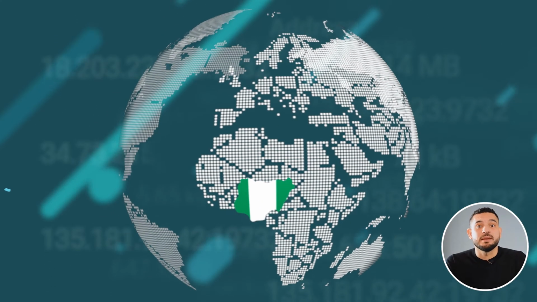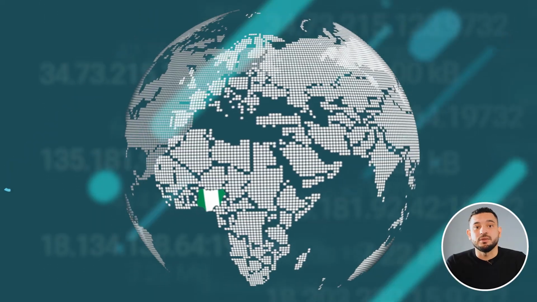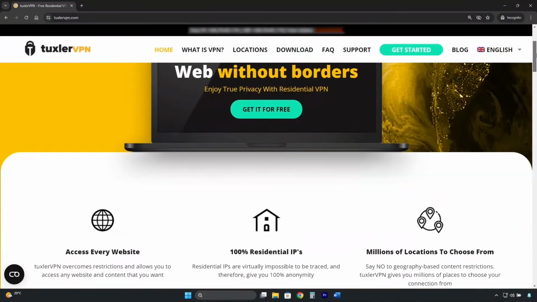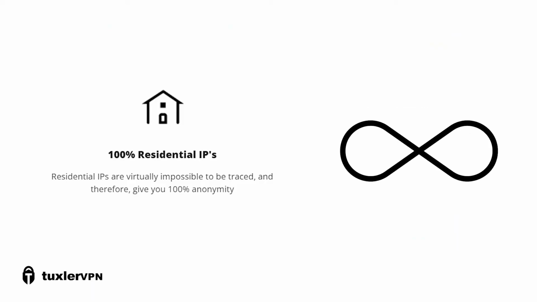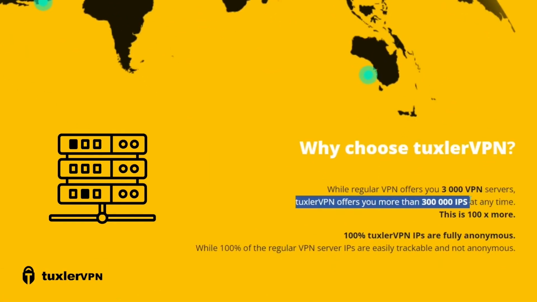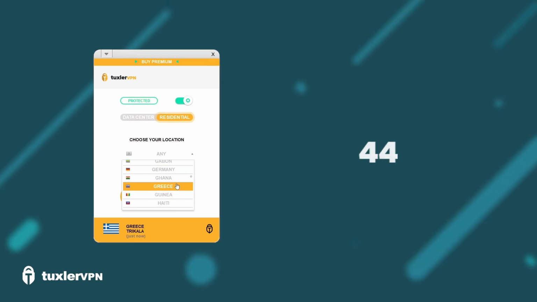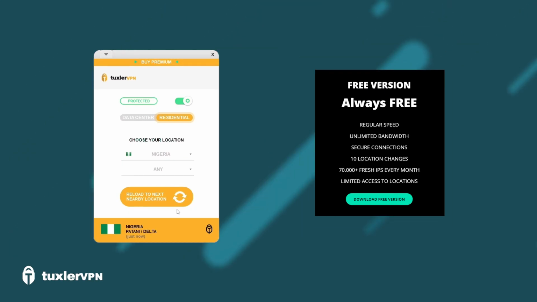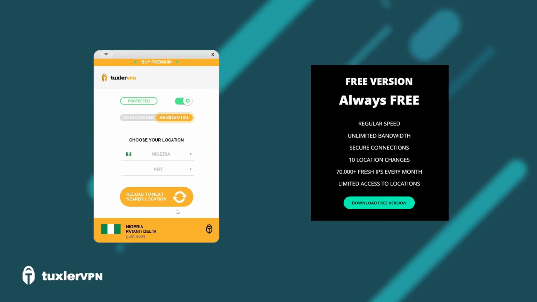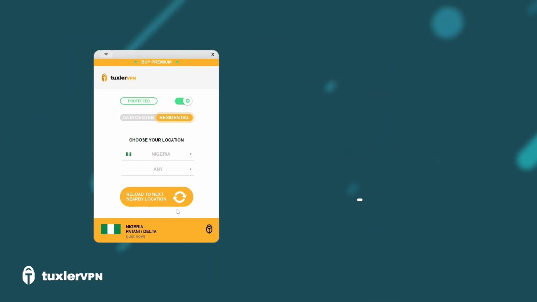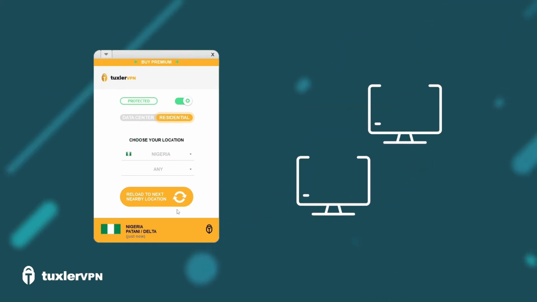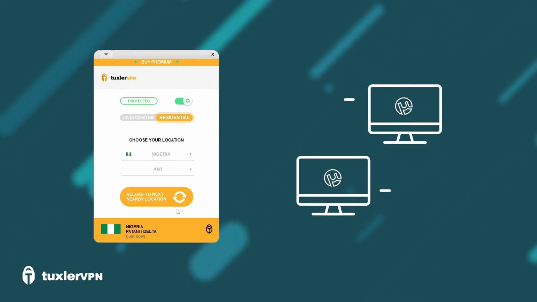But if you need a free VPN that specifically has IP addresses from Nigeria, Tuxler VPN is another alternative. It's a free and unlimited residential VPN with 300,000 IP addresses in 116 countries to choose from, including Nigeria. With Tuxler VPN's free version, you can bypass any geo-restriction, IP blocks, and internet censorship. It's also compatible with peer-to-peer, so it supports torrent downloads.